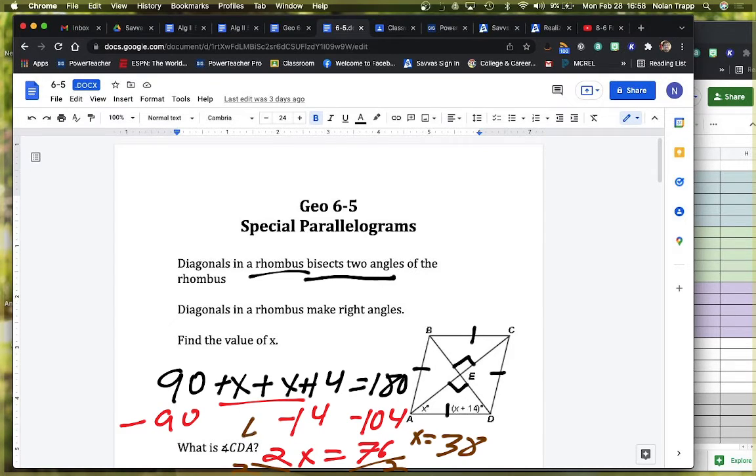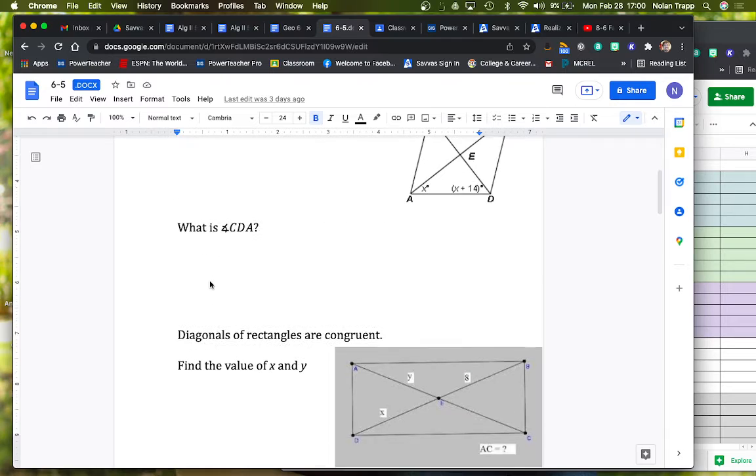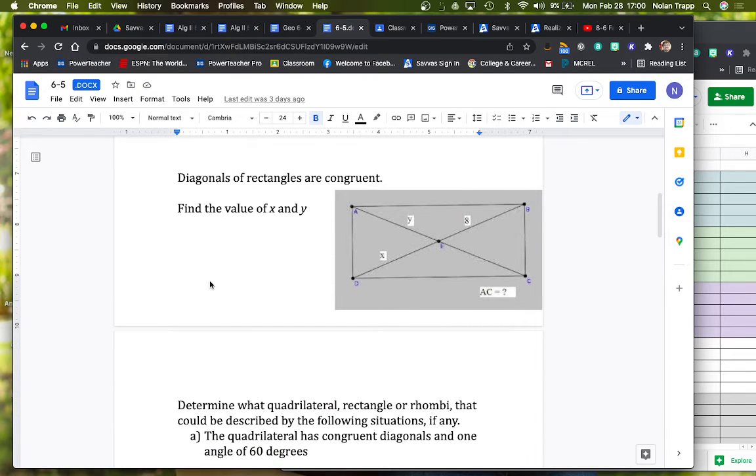And then let's look at this. What is CDA? CDA is this full angle here. Well, since a rhombus bisects the two angles, that means this has to be the same as this side. So if I plug 38 in for x, 38 plus 14 is 52. Multiply it by 2, that means my angle has to be 104 degrees. So that is the trick about rhombi.